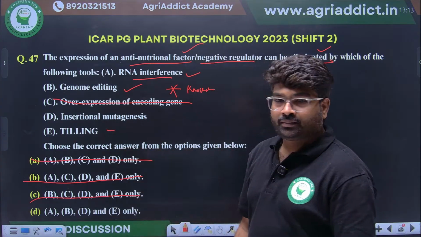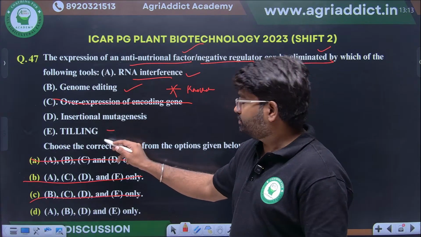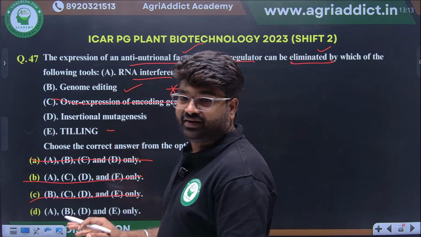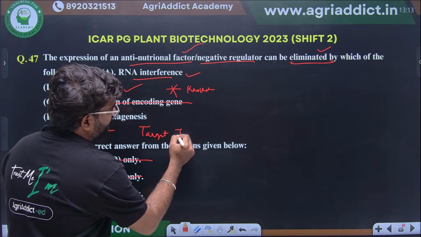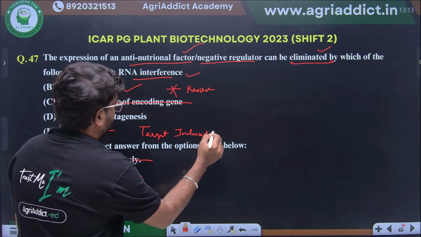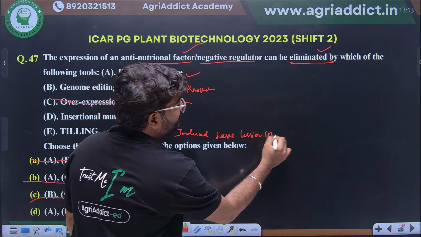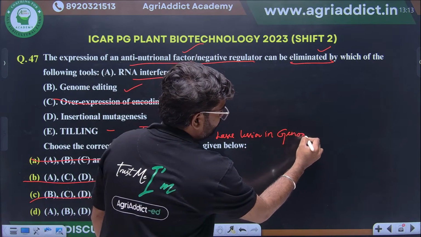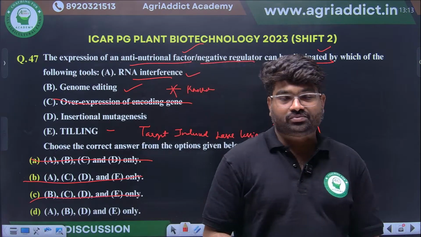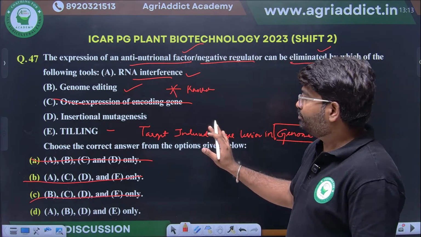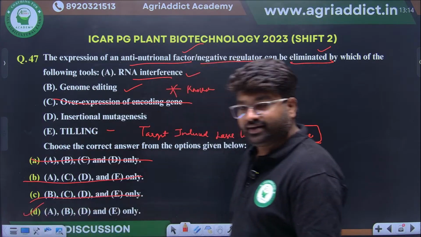TILLING: Targeting Induced Local Lesions in Genomes. This definition, this expansion they have asked one time. Okay. Targeting induced local lesions in genomes. Okay, not gene. In genome, they have given in the option gene or genome. So this is a very important point. So A, B, D and E is correct. A, B, D and E is correct.